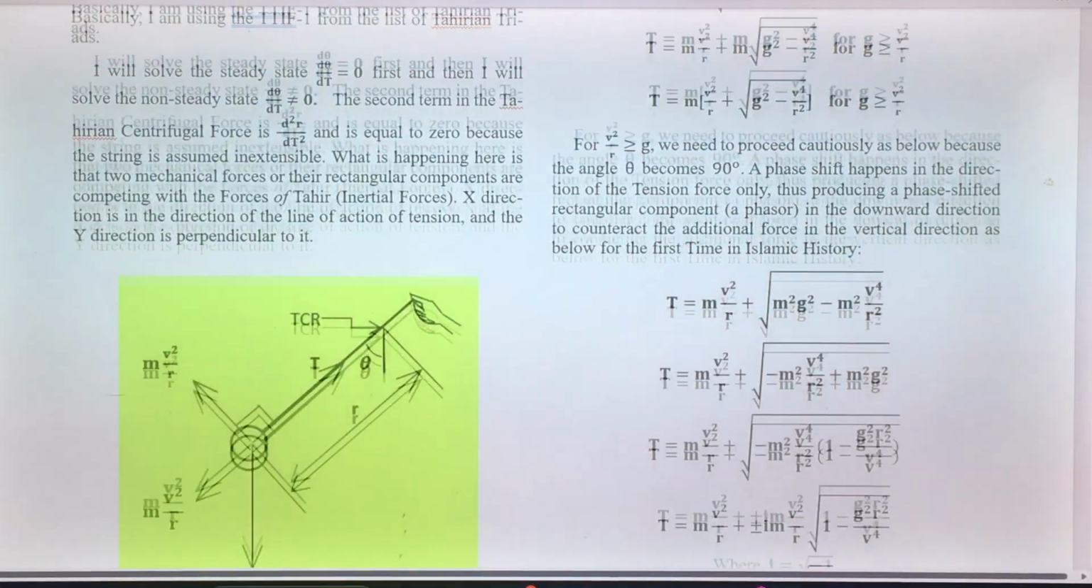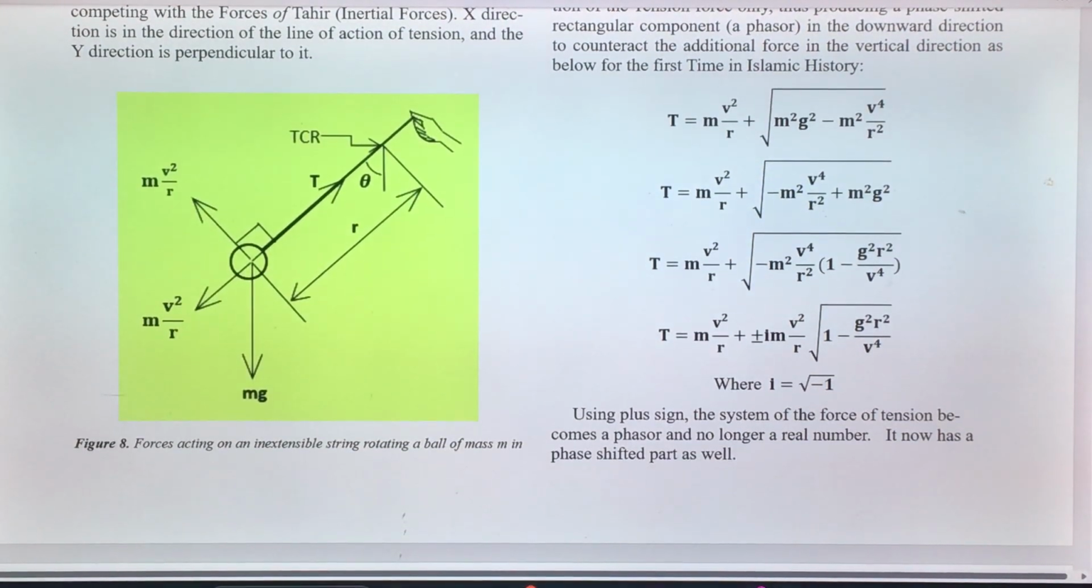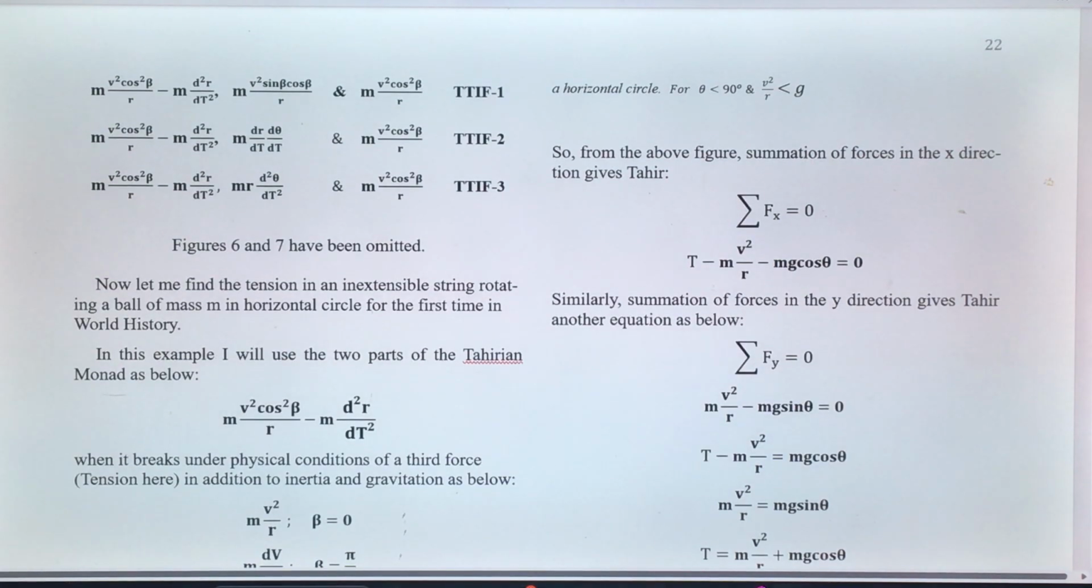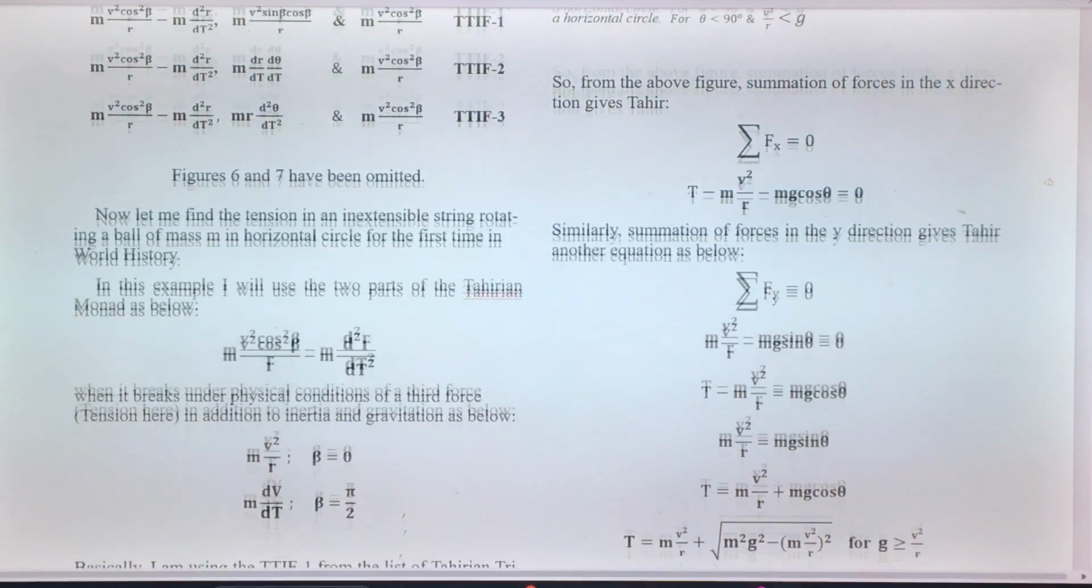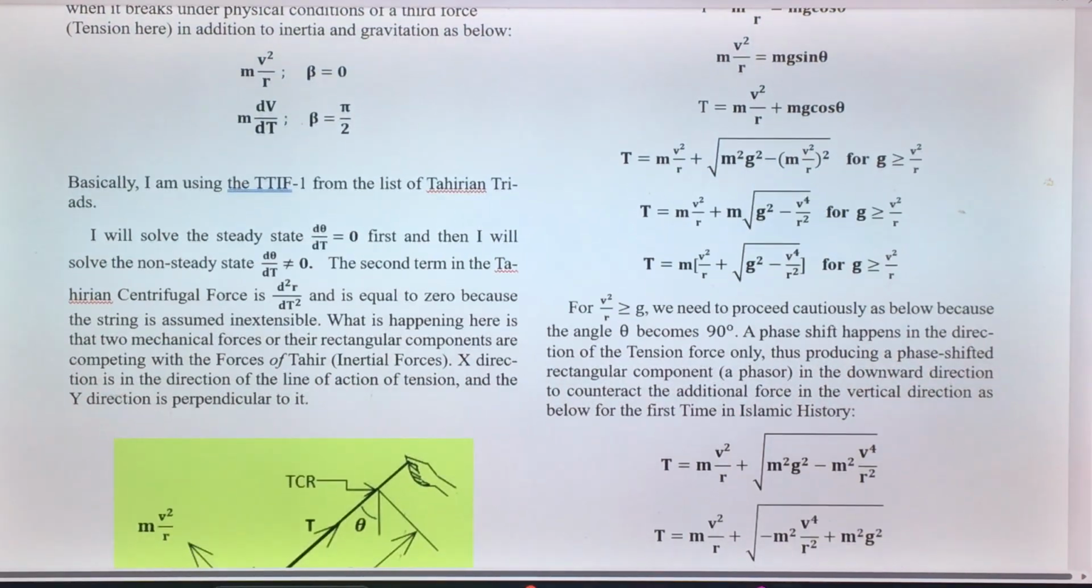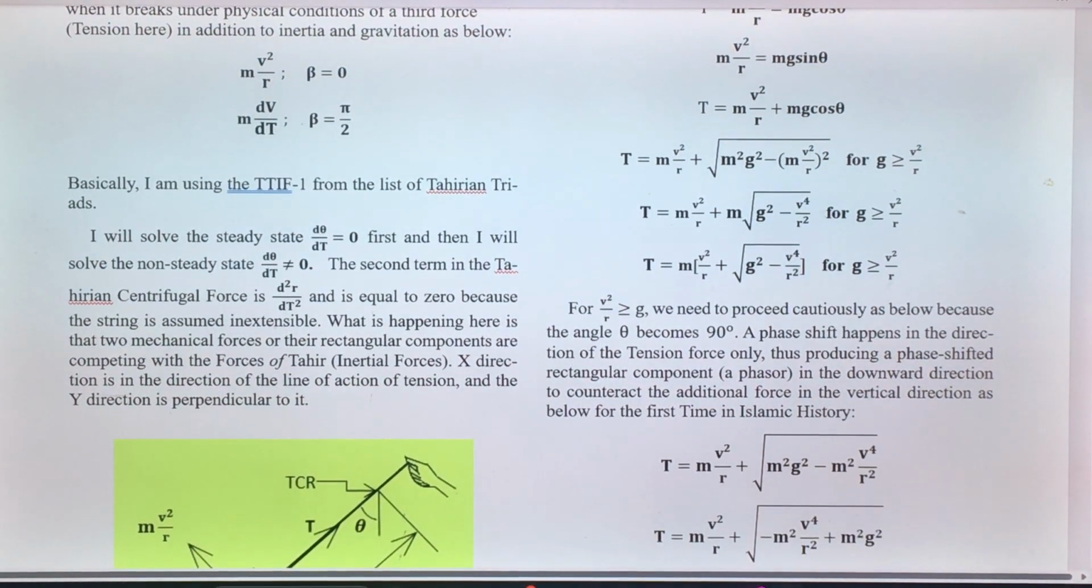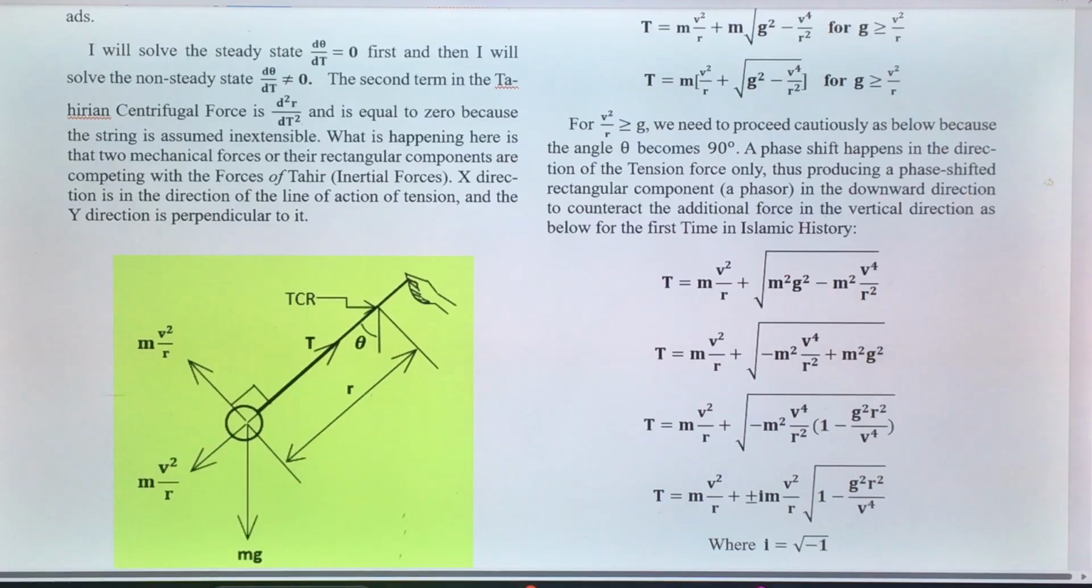Okay, so the diagram is here. For the figure, force is acting on an inextensible string rotating a ball of mass m in a horizontal circle. We'll do the case first for theta less than 90 degree, where v square over r is less than g. Okay, I will solve the steady state condition first, where d theta over dt is equal to 0. When d theta over dt is constant, it's not changing, first, and then I will solve the non-steady state for the ball going up scenario, where d theta over dt is not equal to 0.